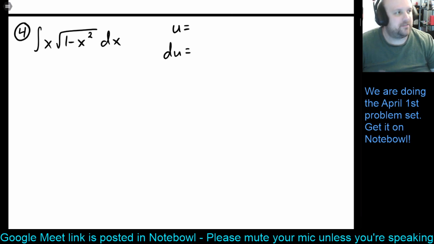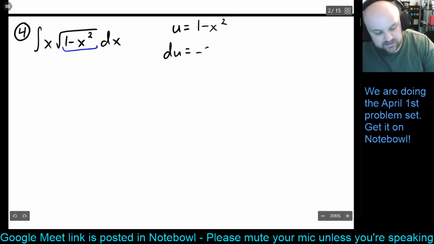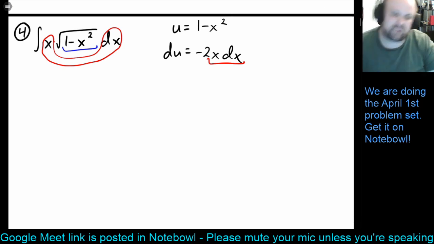So hopefully your guess for what u should be here is the piece under the square root: 1 minus x squared. Then du is going to be minus 2x dx. And again, here we have an x dx. Here is x times dx.